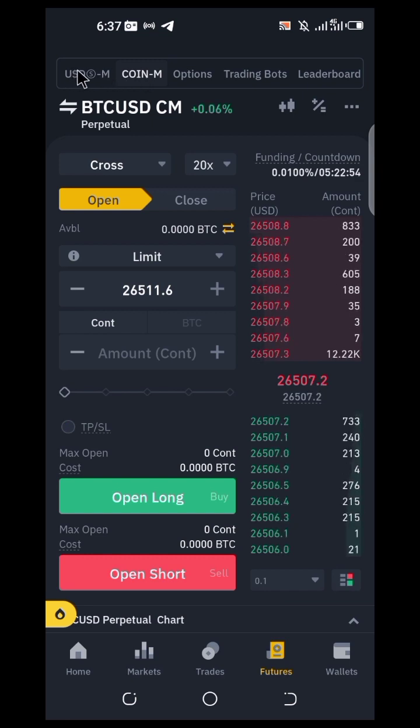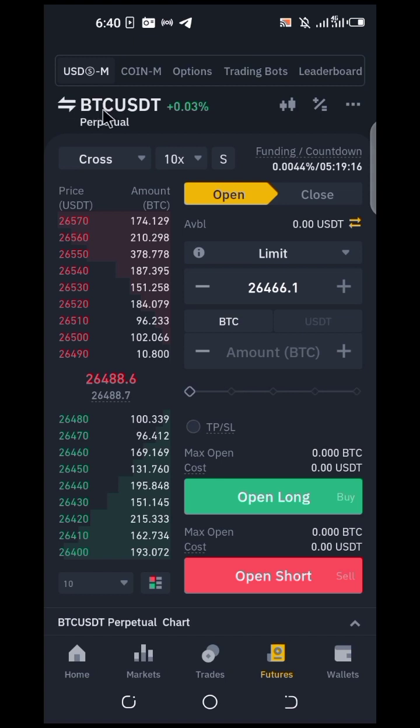So this one allows you to use the stable coins to trade the altcoins in the market, but with the coin M, you need to have that particular coin that you want to trade. If it is BTC you want to trade, then you need to have BTC in your wallet. If it is BNB you want to trade, you need to have BNB in your wallet in order to be able to trade these particular coins in the market.